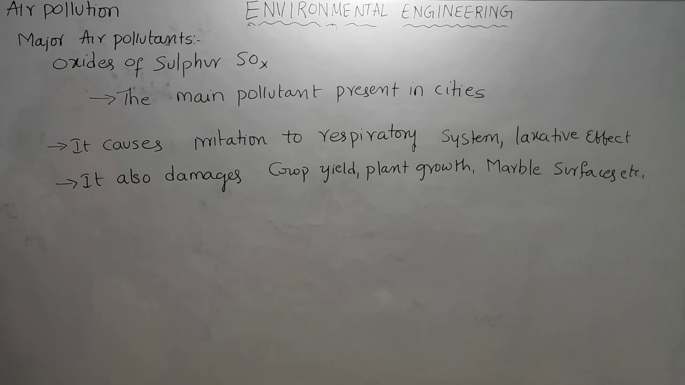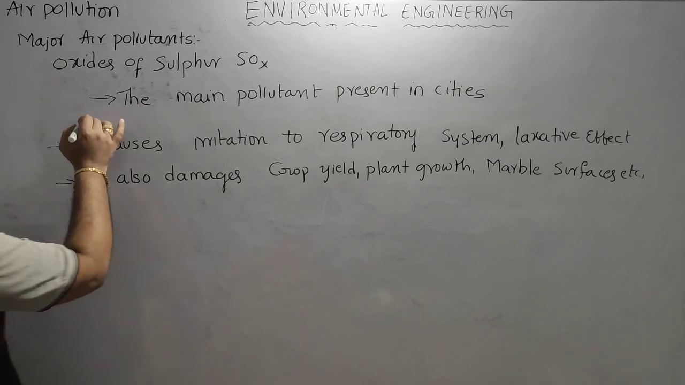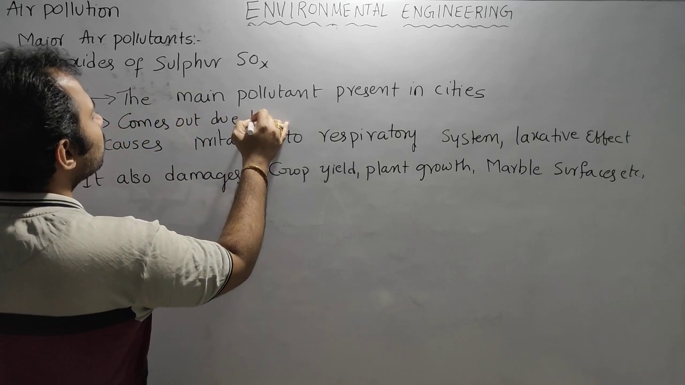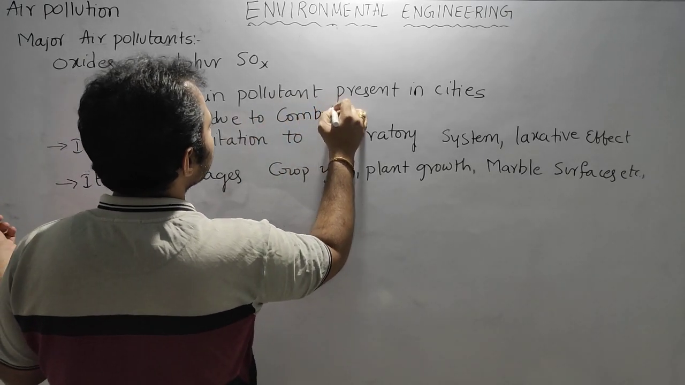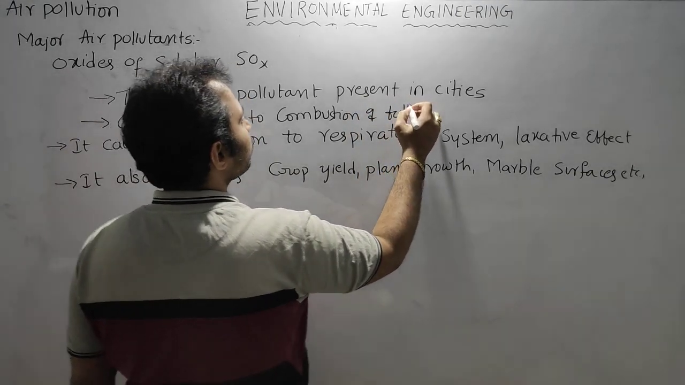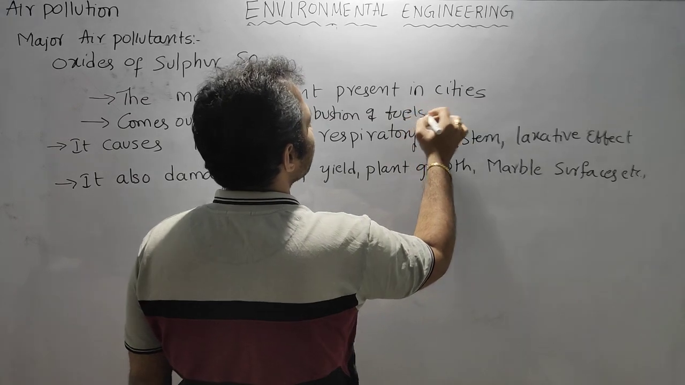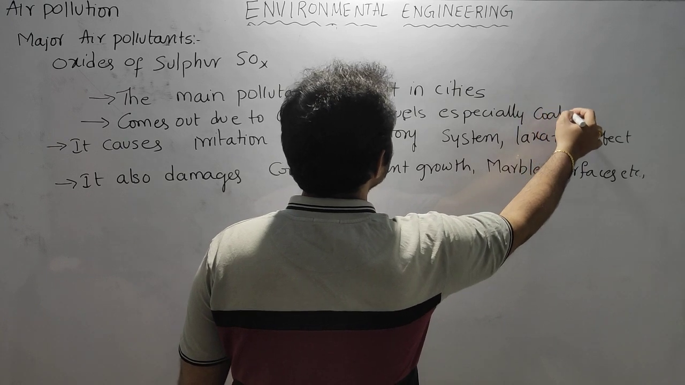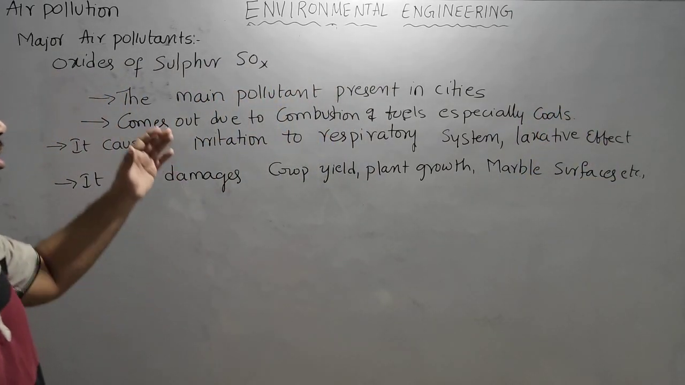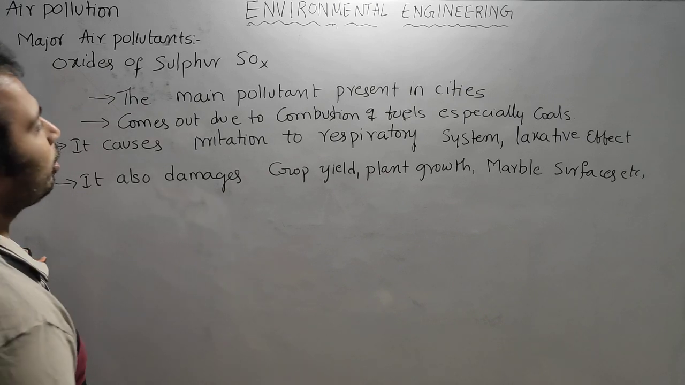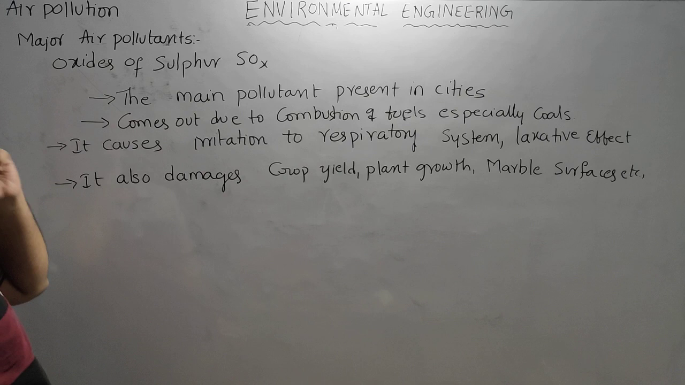It comes out of the combustion of fuels, especially coal. Thermal power plants are the prime sources of this sulfur dioxide, oxides of sulfur. Thermal power plants produce this SOx.